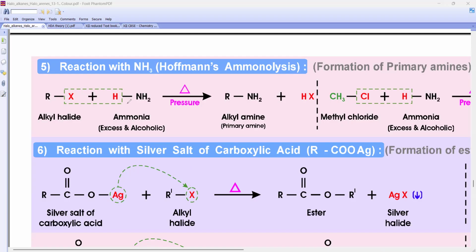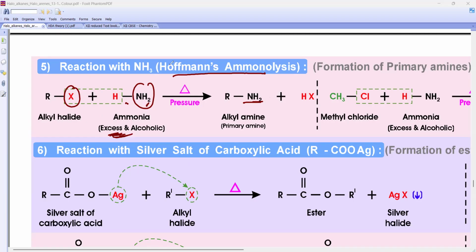I'm taking ammonia. Now tell me, beta, halogen is replaced by what? Amine or not? Here I have taken excess, beta. This is very important. Why? Because if I don't take excess, then I will get a mixture. So this is Hoffman's ammonolysis. Why? Because Hoffman studied this reaction, where we get amines by adding ammonia.